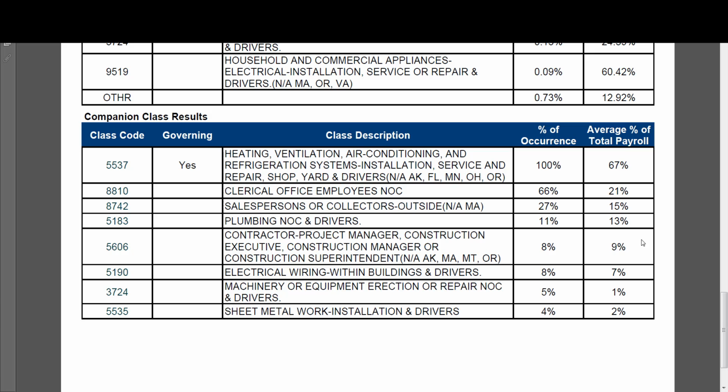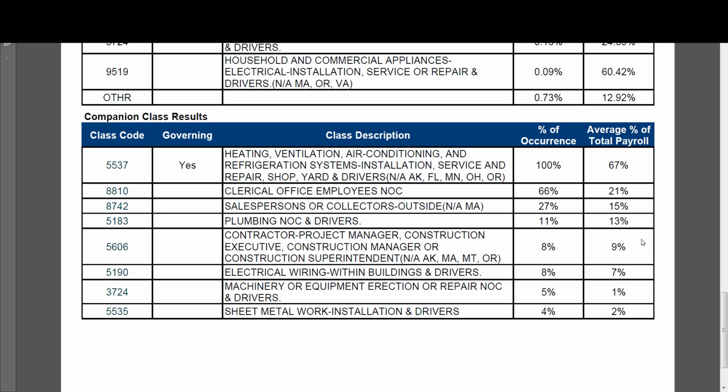What classes are typically found alongside 5537? Here we see that we typically find 8810 and 8742. Clerical is found 66% of the time, and sales is found 27% of the time alongside HVAC. Usually, about 2/3 of the account is HVAC, but there's usually more clerical exposure than sales exposure, as you can see here.